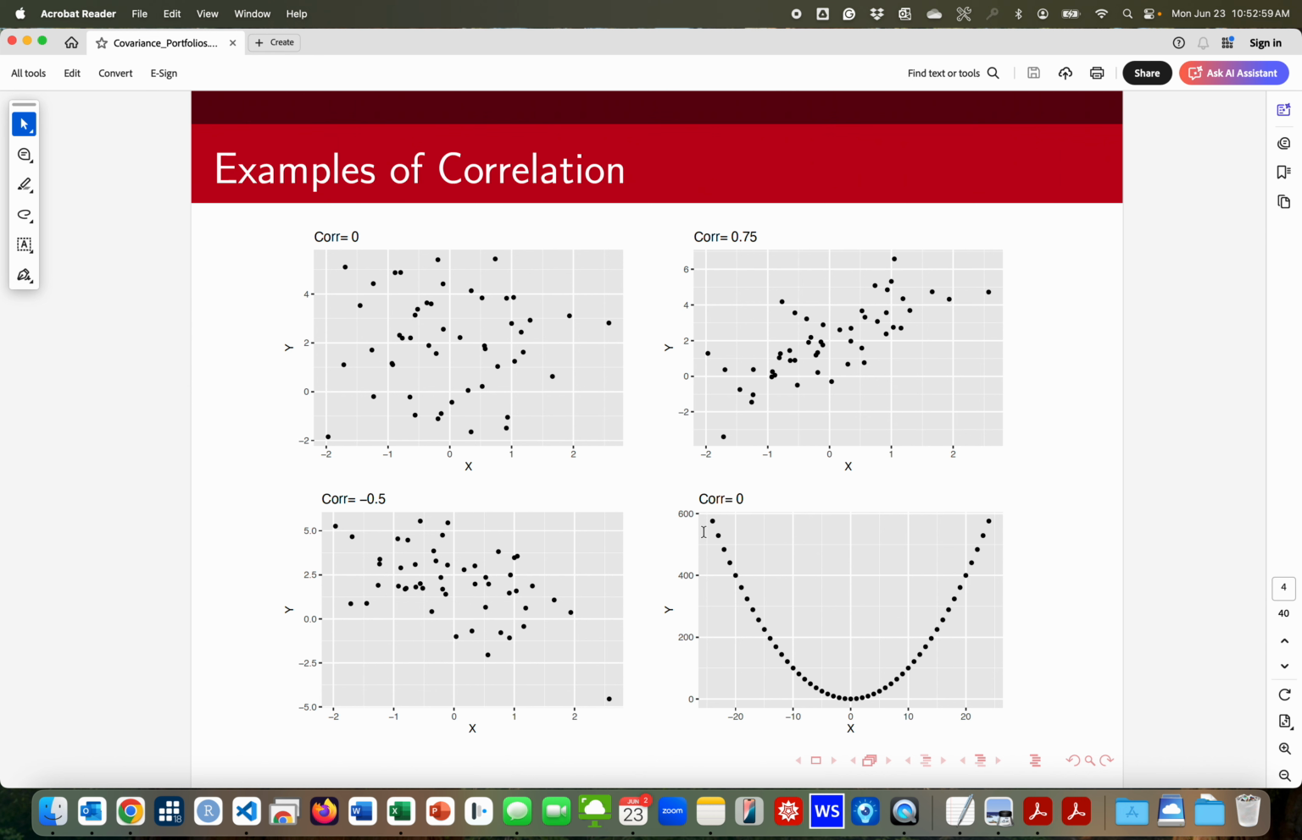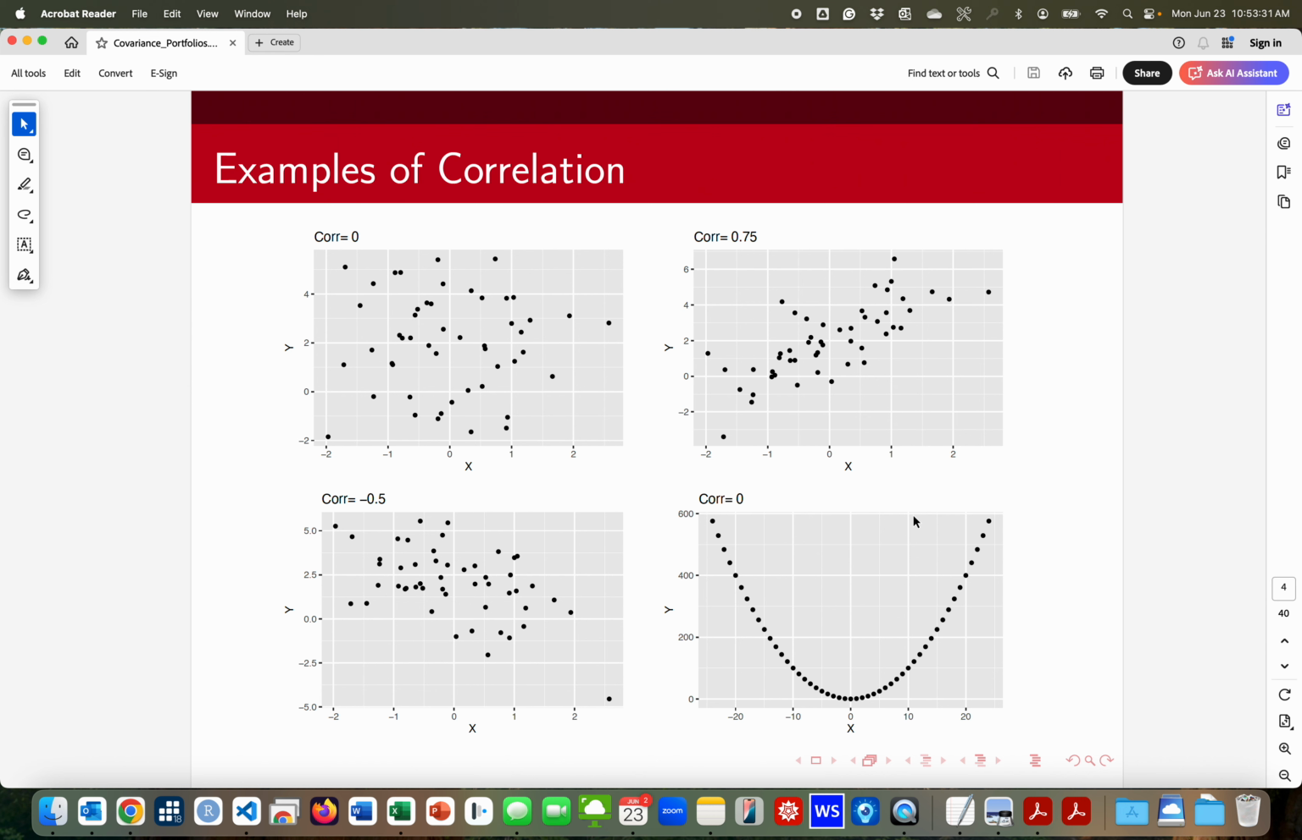And this bottom right one is interesting because we can clearly see a relationship between x and y. In this plot, what we actually have here is y equals x squared. So this is a deterministic relationship between x and y, but the correlation is 0. And the correlation is 0 because the relationship between x and y isn't linear. Correlation and covariance are measures of linear relationships, and since this is a non-linear relationship, it's actually quadratic, we get a correlation of 0.